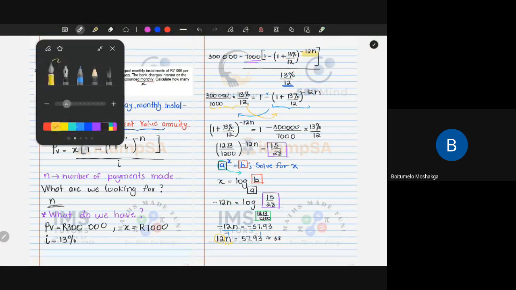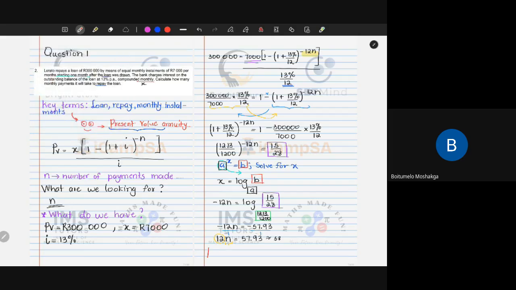So that was what they required us to do. So the answer to their question is, because they said calculate how many monthly installments, we need to make 58 monthly installments. That is the answer that we're looking for, guys. I hope it makes sense. Right. There's no question for me.